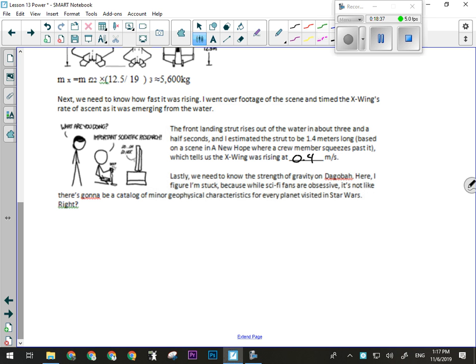The last thing we need to know is the strength of gravity on Dagobah. That's the planet that Yoda lives on. Here he figures he's probably stuck, because there's nowhere in the world where he's going to find the accelerations due to gravity on all the planets in the Star Wars universe, except, remember how I told you there's my level of nerdy, this guy's level of nerdy, and then like 4 more layers? There's like another layer beyond that last one, and that's where the people who make this website come in.